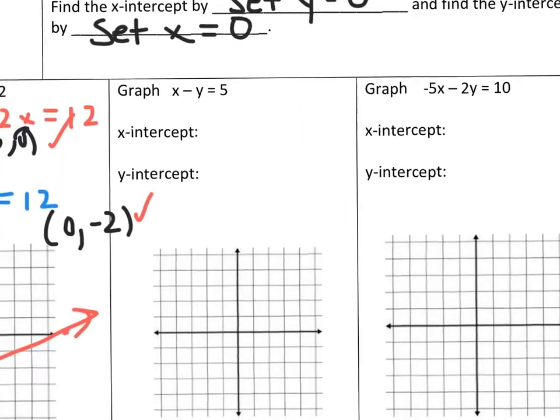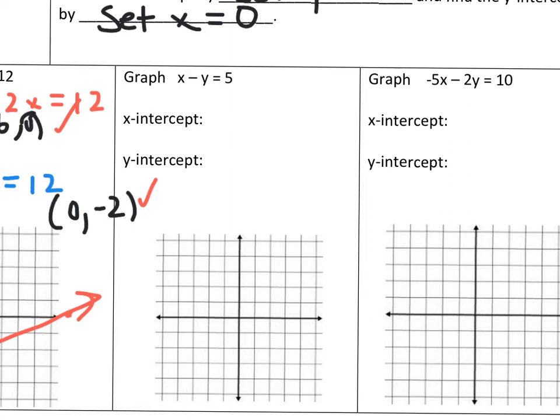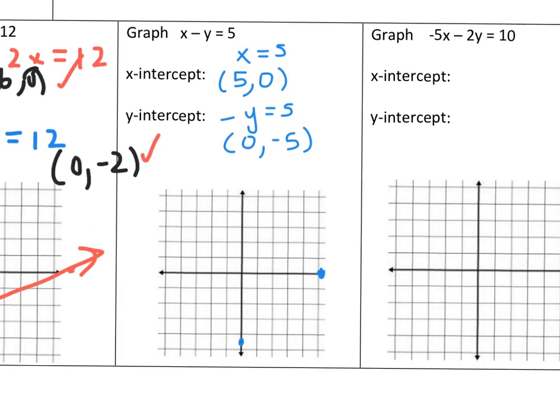Okay, do the same thing right here. For the x-intercept, you set y equal to 0. Then you'll have x equals 5, which I'll write as an ordered pair, 5, 0. To find the y-intercept, I set x equal to 0, so I'll have negative y equals 5. So y equals negative 5, so it's 0, negative 5. I connect 5, 0 and 0, negative 5 to get a line.